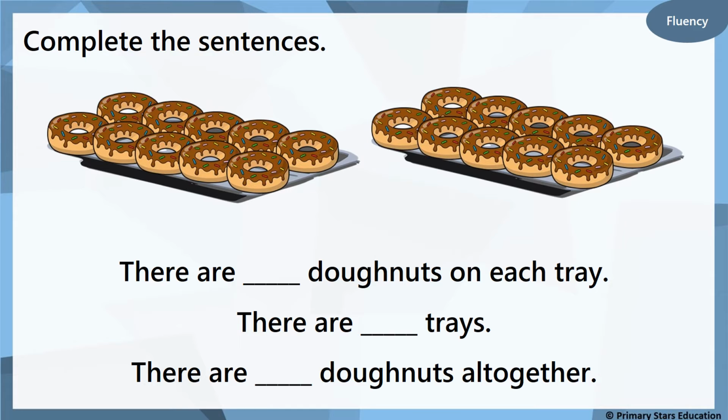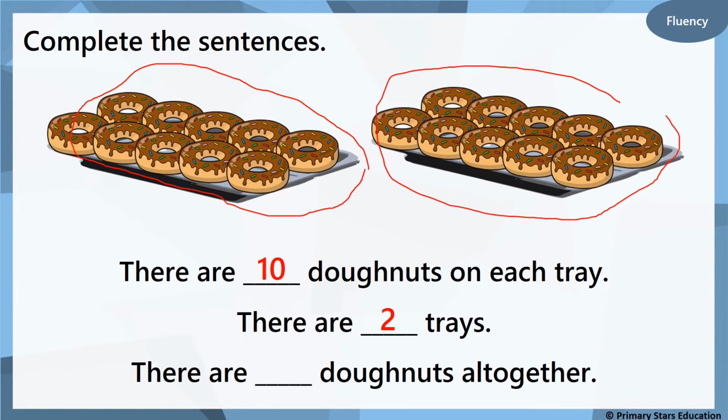I have got some delicious chocolate donuts and they are on trays of 10. Let's check there's 10. 1, 2, 3, 4, 5, 6, 7, 8, 9, 10. There are 10 donuts on each tray. How many trays are there? There are 2 trays. So let's count in tens. Ready? 10, 20. How many donuts are there altogether? There are 20. So instead of counting each donut individually, we can count in tens if we know that amounts have been grouped equally.